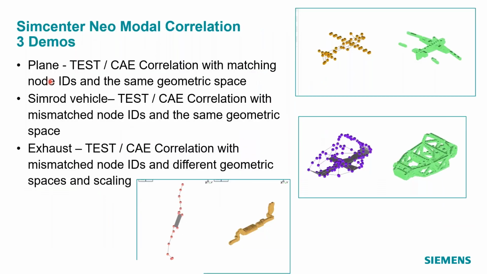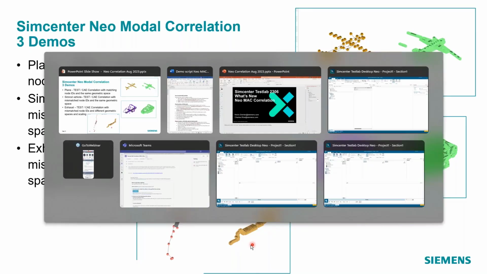Then I'm going to do 3 demos. I've got a plane, which is shown here, where I have test on the left and finite element on the right side. And here, the node IDs match, and they're in the same geometric space. So it's really easy to do this map between the 2. Then we're going to do this Simrad vehicle. And now the node numbers don't match, but it's in the same geometric space. So we've got a little bit of work to do. And then here we have the most work, where the node names don't match, and they're actually in different spaces and scales. So you can see the XYZ location is not the same. Before I jump into TestLab.